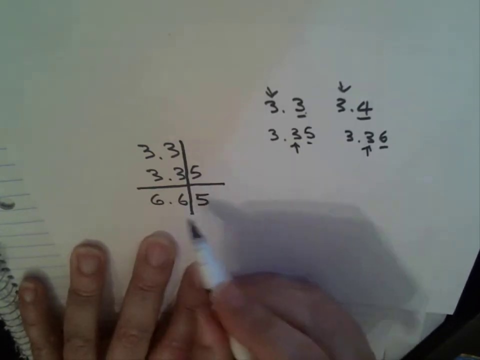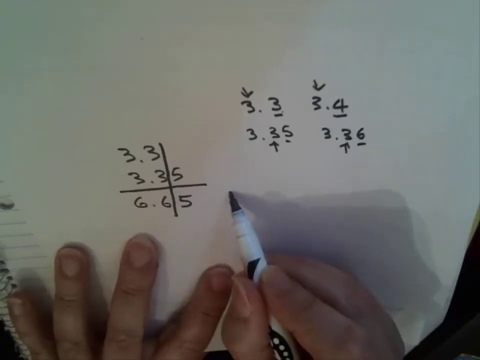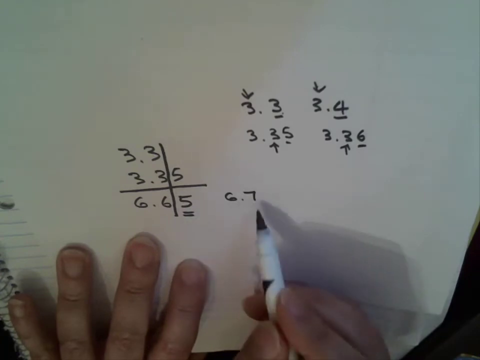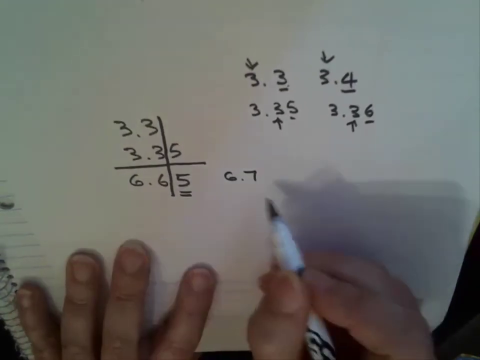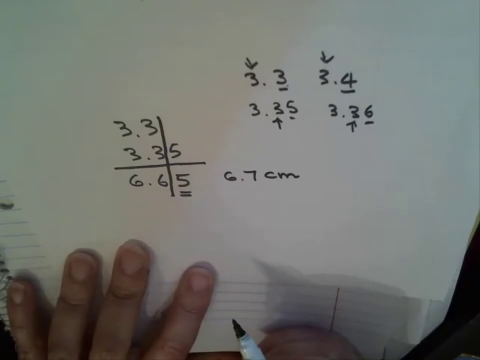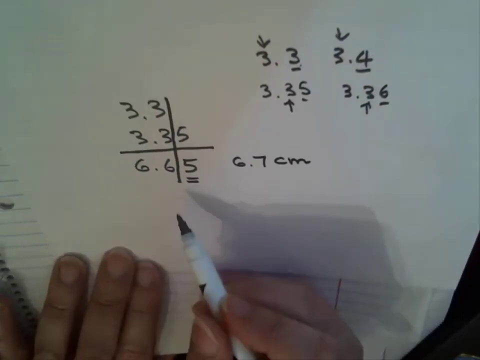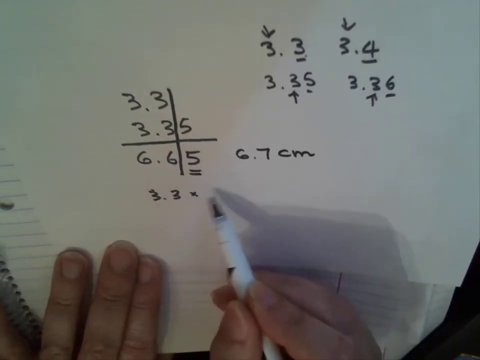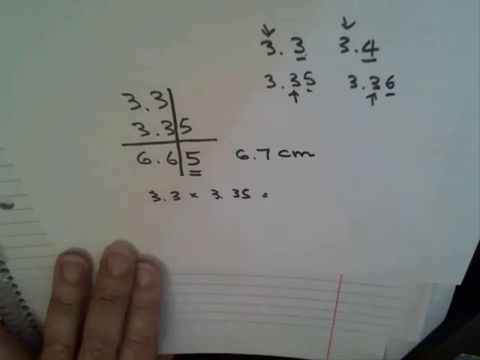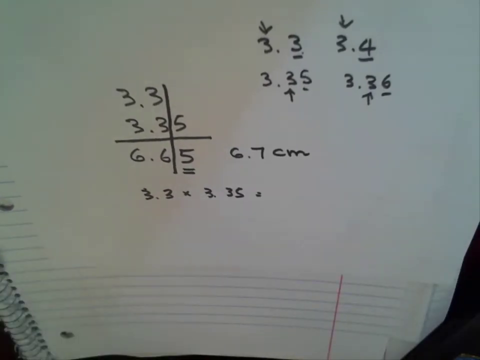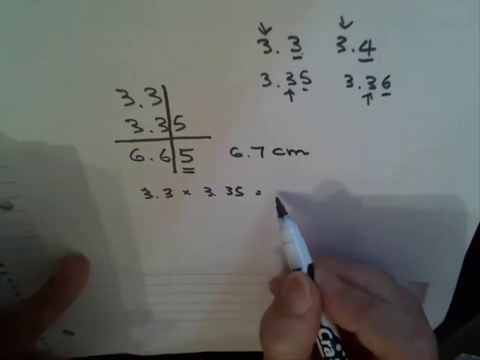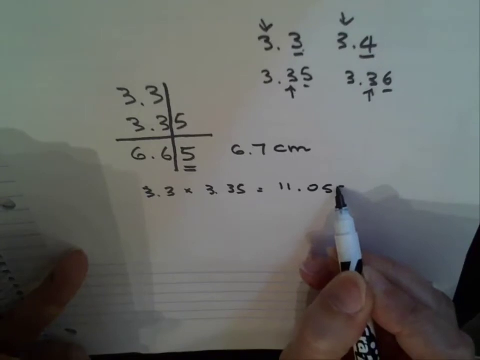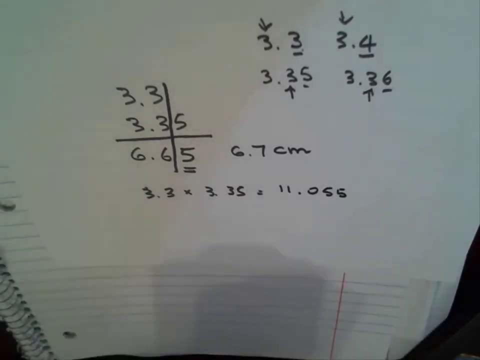So I would report, in this case, 6.7. Remember that you need to round. You have a 5 here, so you need to round to 6.7. So this will be 6.7 centimeters. What if I wanted to multiply these numbers? Then in this case, I would have 3.3 times 3.35. And these will give me as a result, if I plug it in a calculator, 11.055. And that's my calculator.